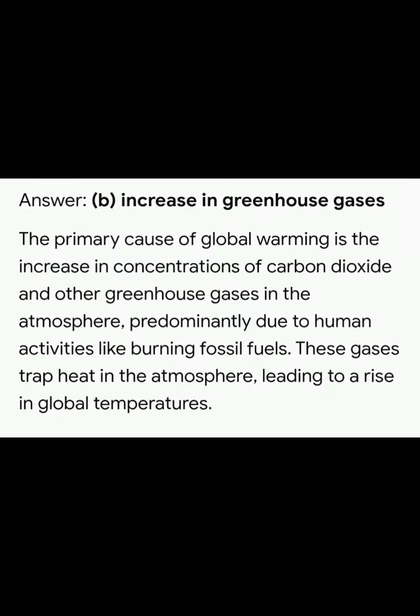Next question is, the most important contributor to global warming is dash. The primary cause of global warming is the increase in greenhouse gases, and also human activities like burning fossil fuels cause global warming. The option that matches is the increase in the greenhouse gases. So the answer is increase in the greenhouse gases.